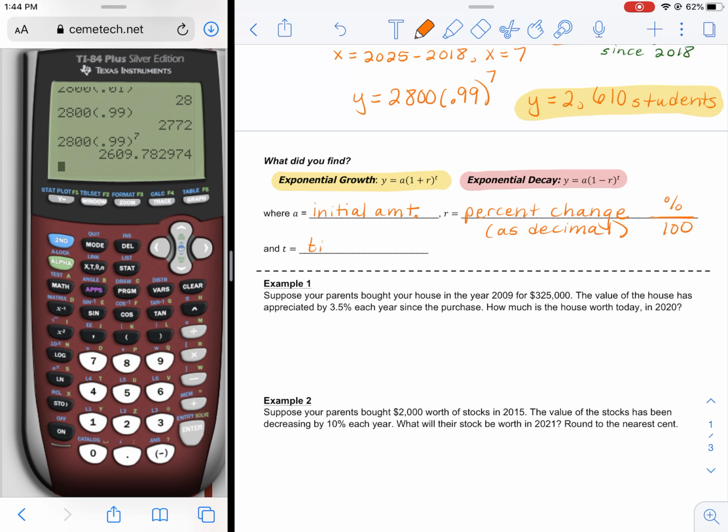Okay, and then T is the time. Just be specific if it's a time period that is based on a starting time.